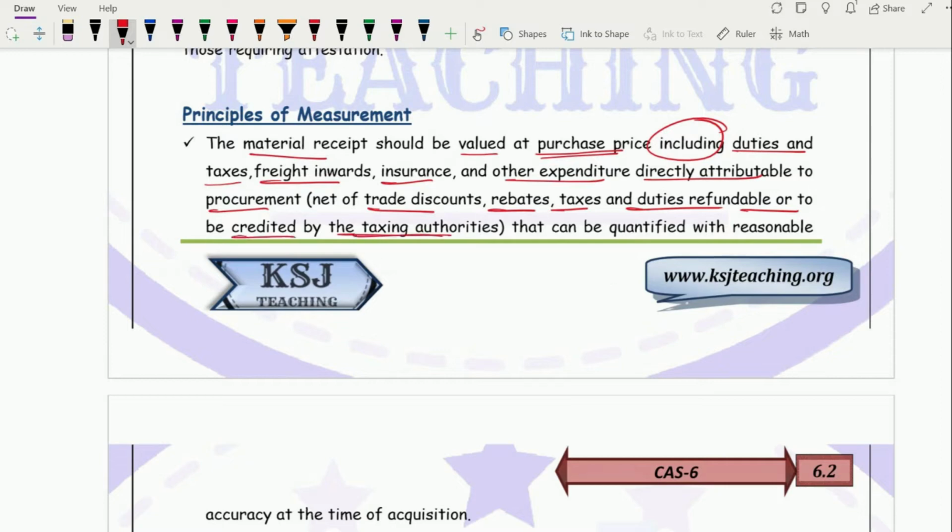Now, what is not to be included is, if there is a tax or duty on which the input tax credit is available, you will not include that. The trade discounts are to be excluded. Any other rebates are to be excluded, right? Like GST, if one GST registered dealer is buying from another GST registered dealer, he will get the input tax credit. And if you are getting an input tax credit, then that will not form part of your material cost, because on one hand you will be paying the taxes and from the other side you will be taking back the taxes from the government, right, in the form of ITC.